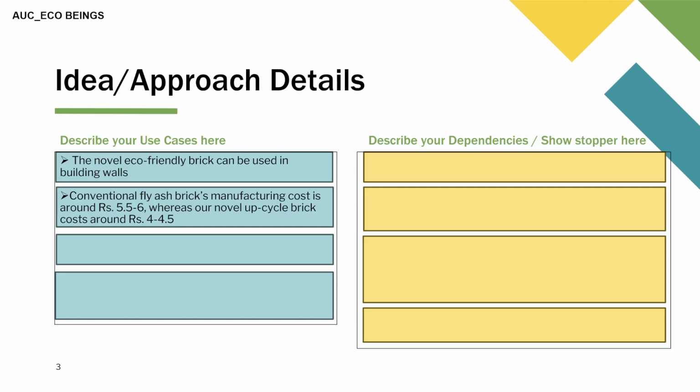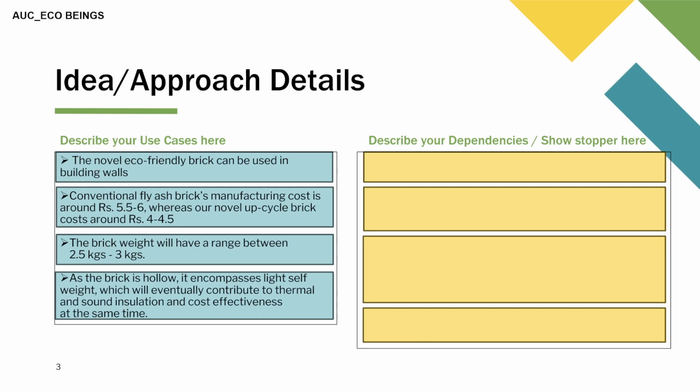So for one brick, we'll divide 1,10,000 by 24,000 and it will come around 4 to 4.5 rupees for one brick. So it will be the manufacturing cost for one brick. Then the brick weight will have a range between 2.5 to 3 kgs. Then, as the brick is hollow, it has a light self-weight, which will eventually contribute to thermal and sound insulation and cost effectiveness at the same time.